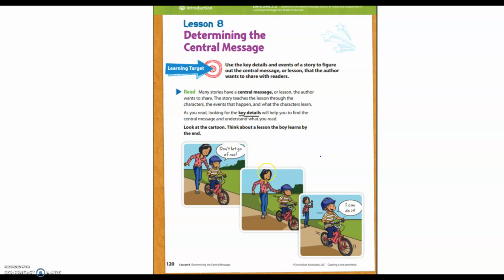What's going on in the second picture? So we can't tell his thoughts and words, but we can see that mom has now let go. Looking at his face, he still looks a little nervous. It looks like he's going kind of fast. He still has a kind of tight grip there. And then we look at the last picture. What's going on in that last picture?